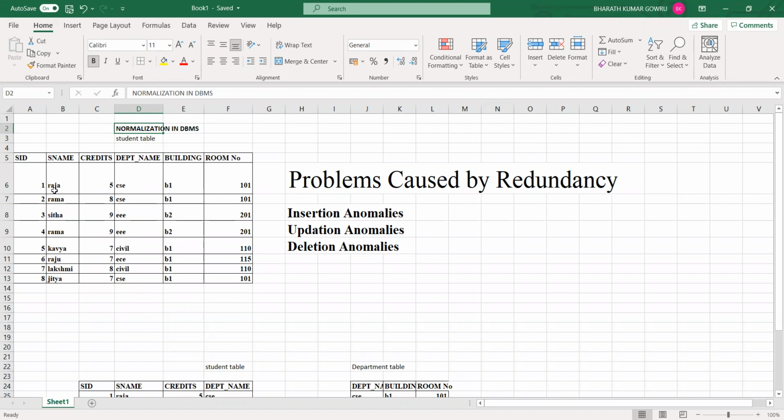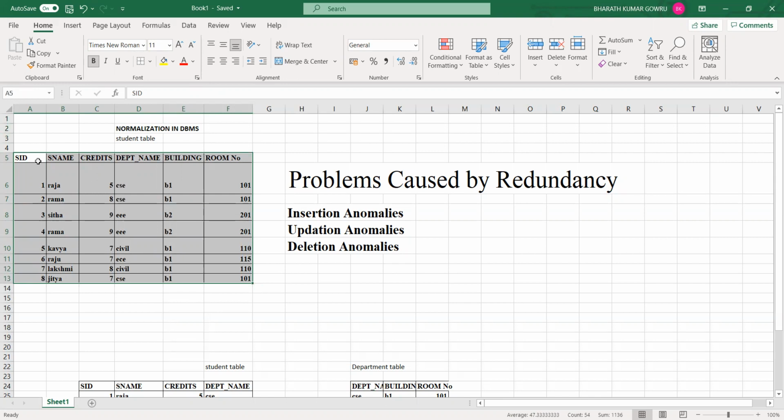From that point of view, I will consider one small piece of information here. With the help of this information, I will explain the meaning of normalization, how we will reduce redundancy, and what problems are caused by redundancy. Why do we reduce the redundancy? Because we will face some problems. That's why our main agenda is to reduce the redundancy.